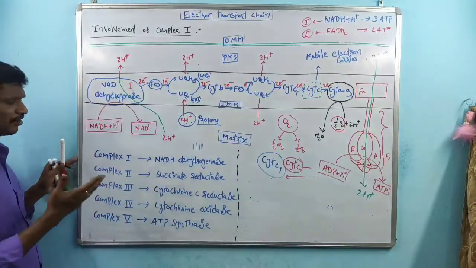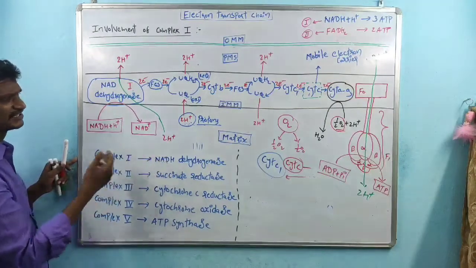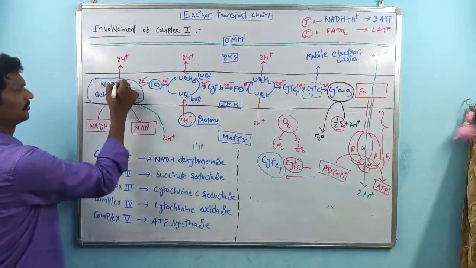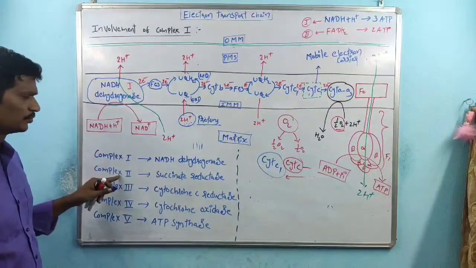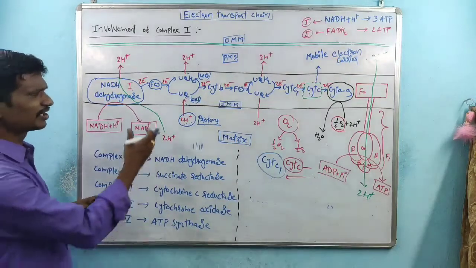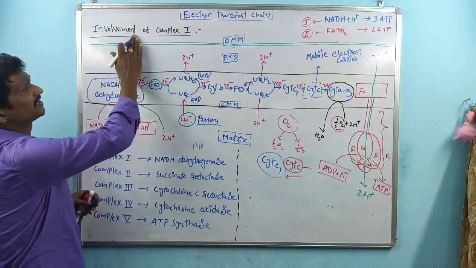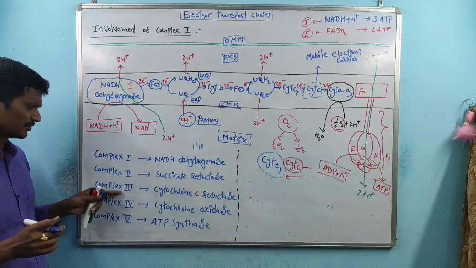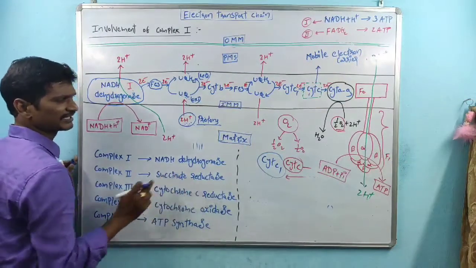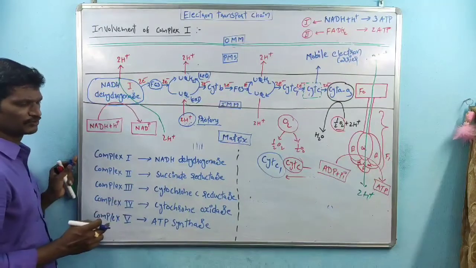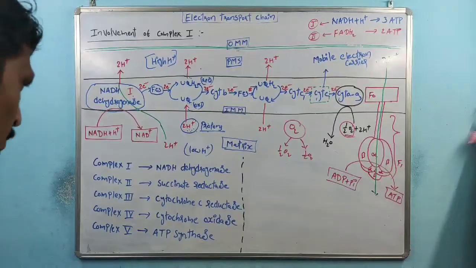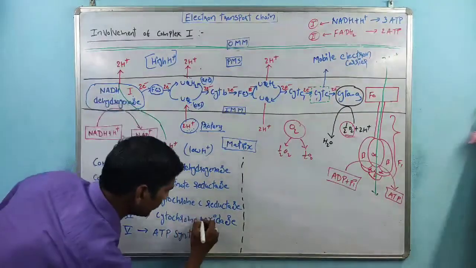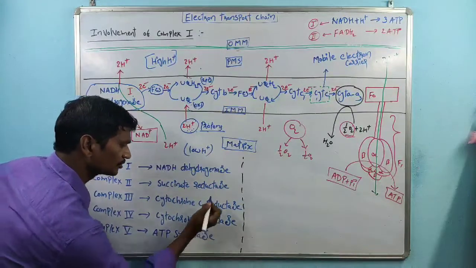See the other names for the complexes. Complex 1 is called NADH dehydrogenase. Complex 2 is succinate dehydrogenase. We did not mention complex 2 here, as we are discussing the involvement of complex 1. Next we will discuss the involvement of complex 2. Complex 3 is also called cytochrome C reductase. The next complex, complex 4, is also called cytochrome C oxidase.